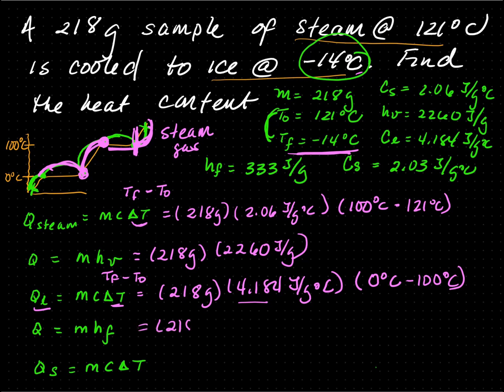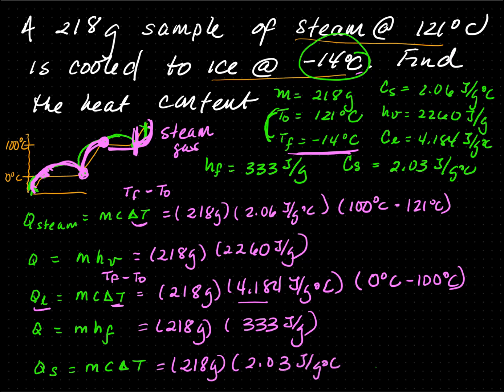Mass is still 218 grams. The latent heat of fusion is 333 joules per gram. Now we're at 0 ice. We're going to make it an even stronger ice by lowering the temperature. Here it's going to be QS is equal to mc delta T. Mass is still the same. Our constant for ice is 2.03 joules per gram degrees Celsius. Our final temperature here is negative 14, but our initial temperature is 0. This is where ice actually starts. Now plug into the calculator.